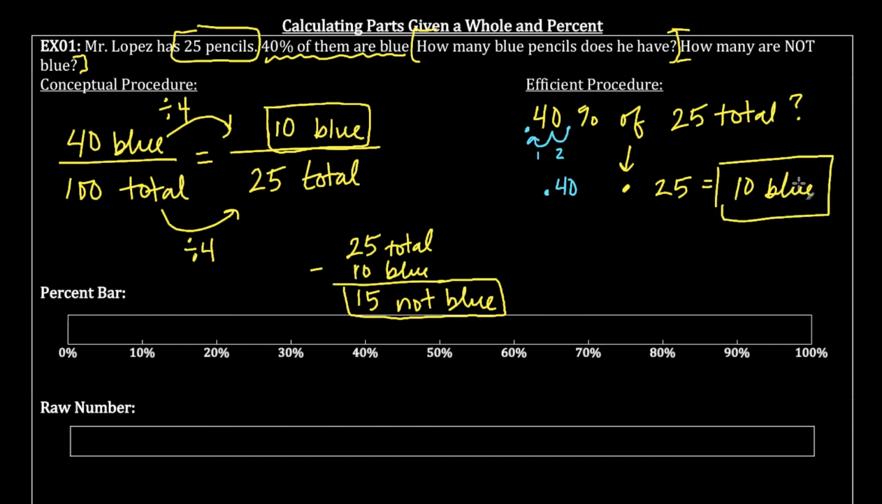And that's just another way. And then, of course, you would just do 25 minus 10, and you would get 15 that are not. Different way of getting the same answer. Make sure for now you're showing both ways.